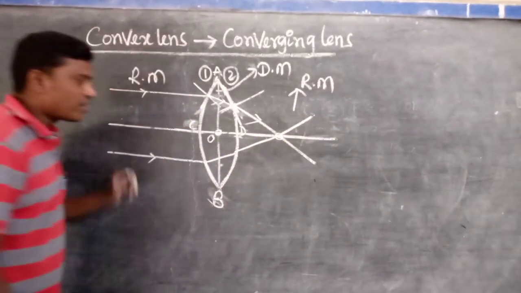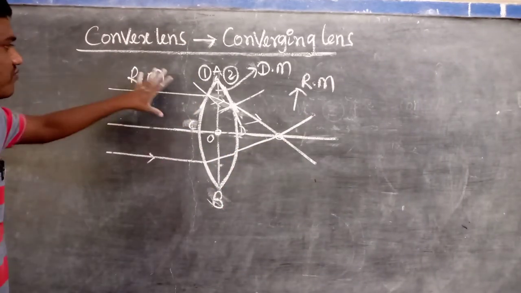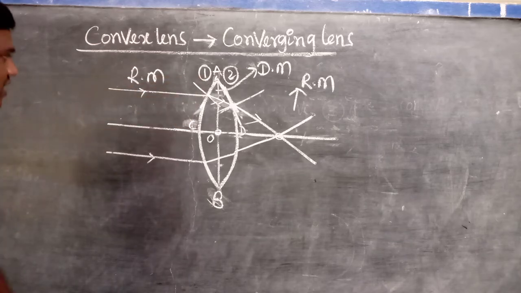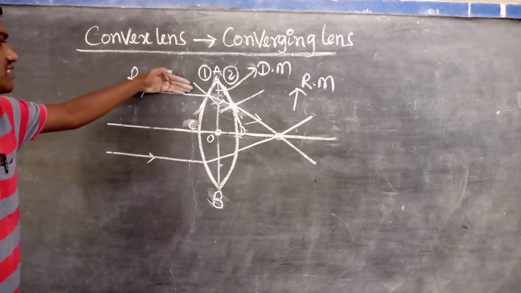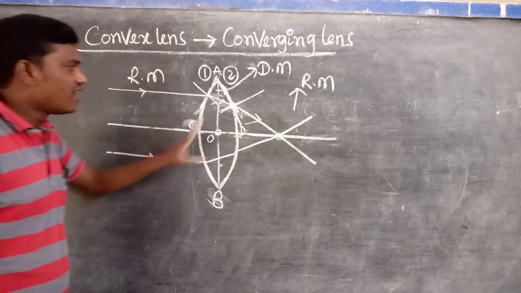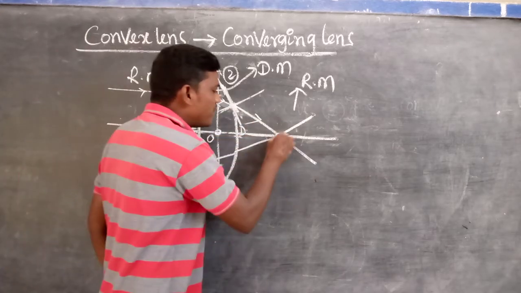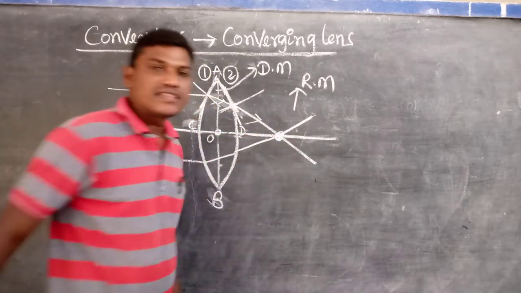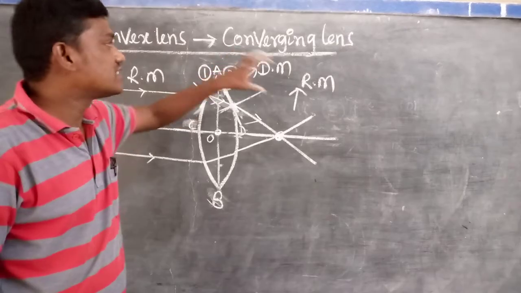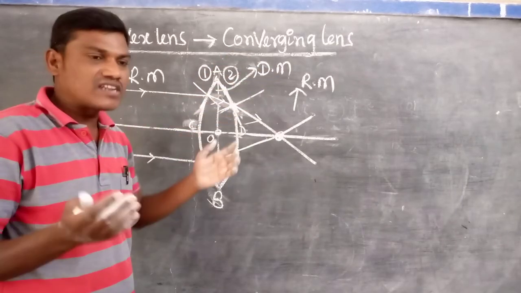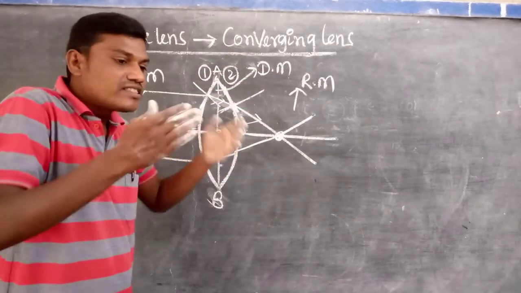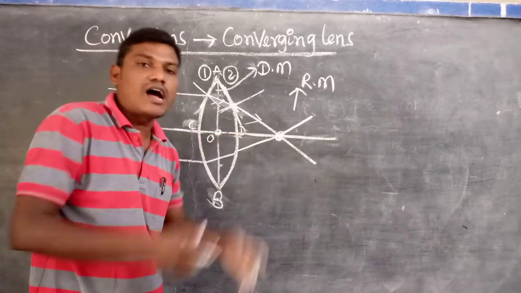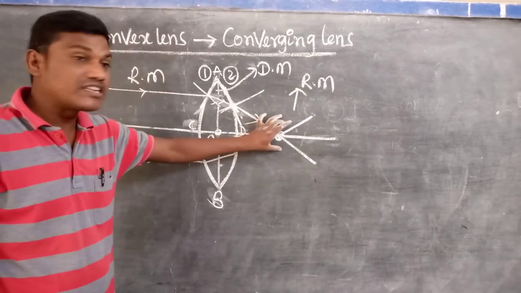Okay. So what will happen here after the two refractions? Finally, the first incident ray and second incident ray will come out and they will meet at this point. That's why it is called convergent. Convergent means after the reflection or refraction, the rays meet. Okay, that is called convergent.